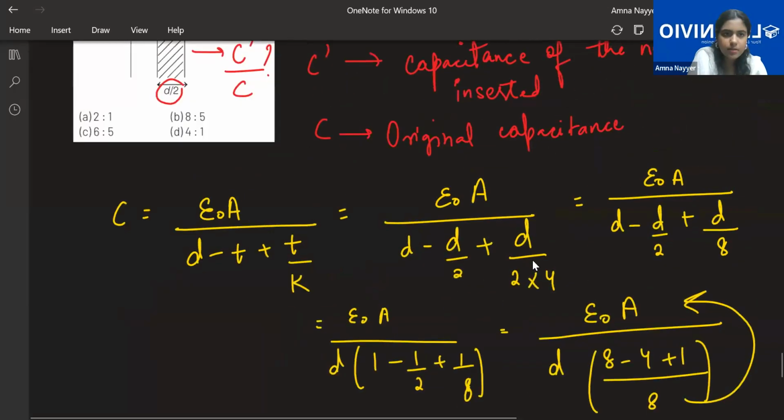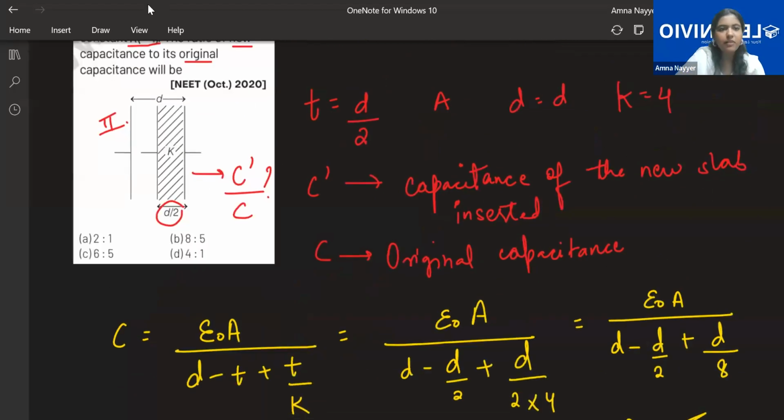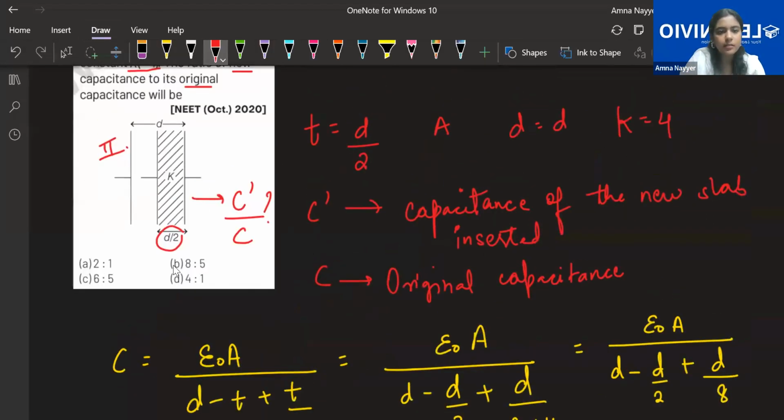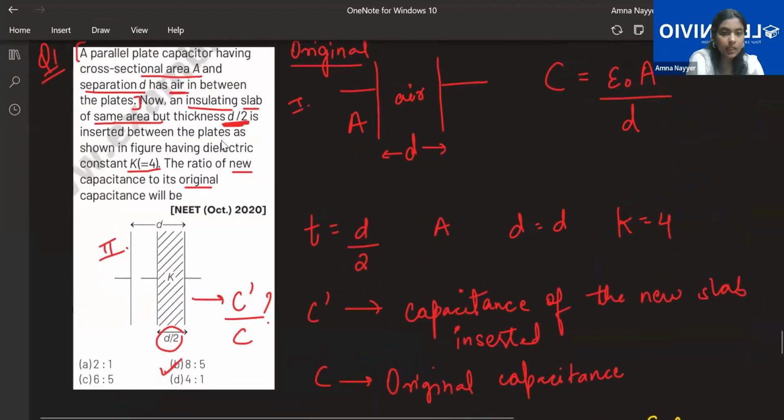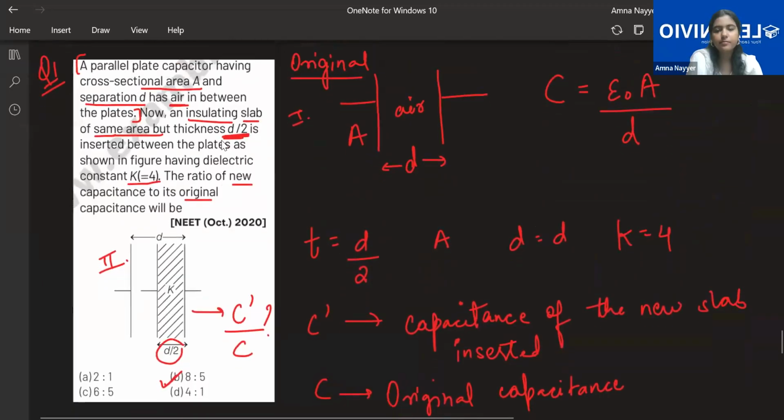Let's check the options. Option B, yes. Okay, write down this one. This is from your NEET 2020 paper, the COVID time.